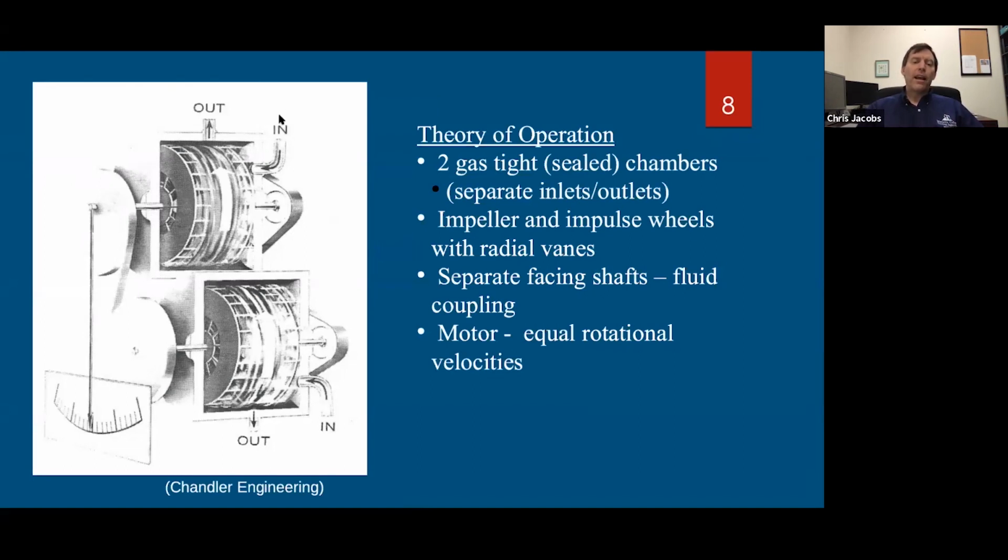So for example, the air would come in on this side over here and go out here. The gas will come in on this side here and go out here. So there is no connection between these two chambers. They are both independent.